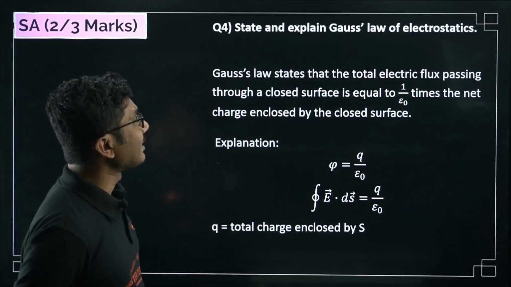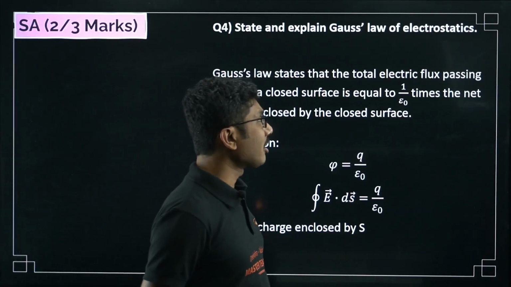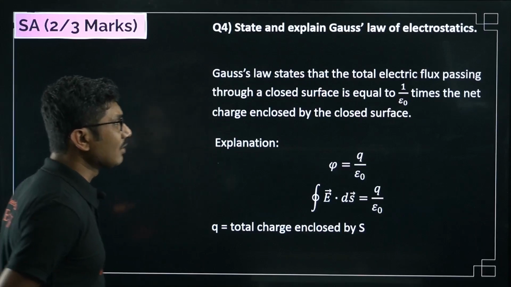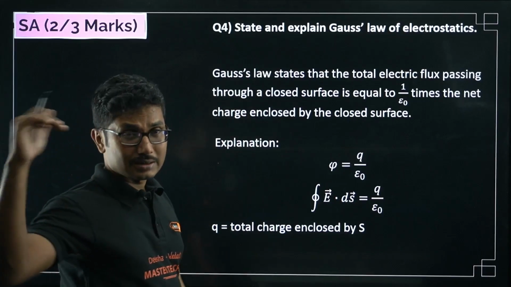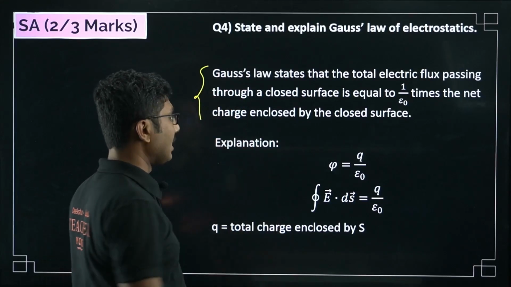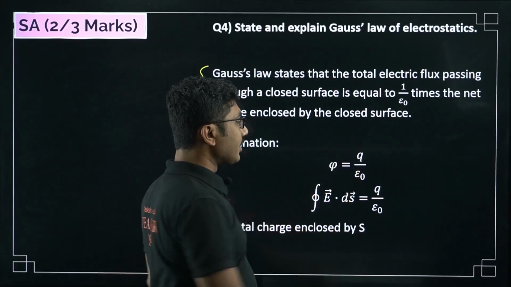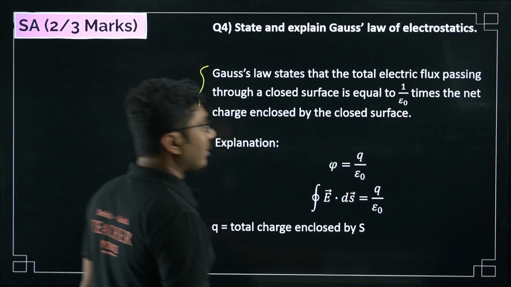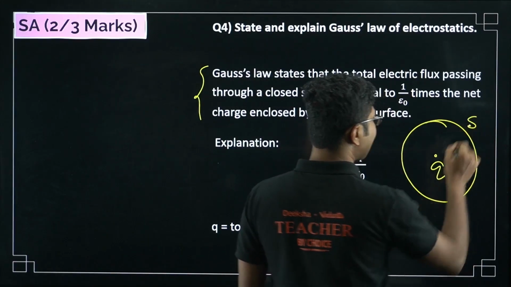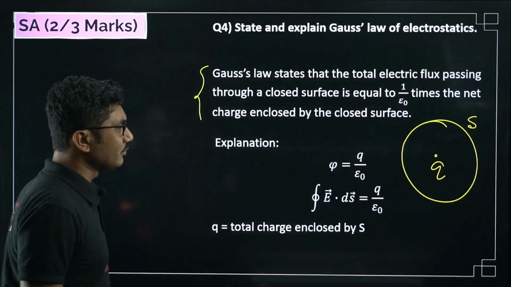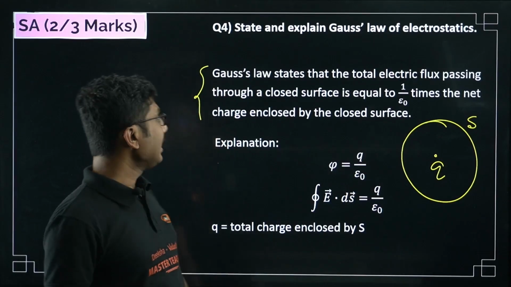Gauss's law states that the total electric flux passing through a closed surface is equal to 1 by epsilon naught times the net charge enclosed by the closed surface. This is the statement. If they ask you to state Gauss's law only in the 5 marker section, then only this much is sufficient. But if it is asked as a 2 marker question, then you have to write the explanation as well. Phi is equal to Q by epsilon naught. You can draw a diagram: a charge Q enclosed by some surface S, then the integral of E dot dS equals Q by epsilon naught, where Q is the total charge enclosed by the surface S.